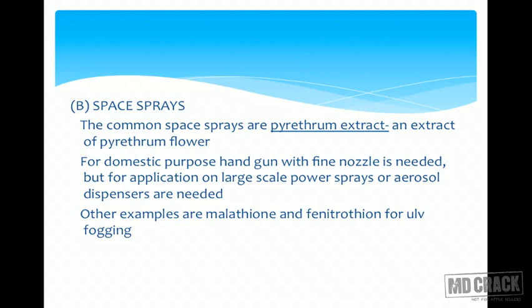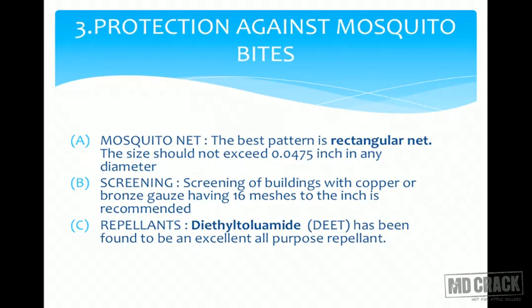Other examples are malathion and fenitrothion for ultra low volume fogging. Protection against mosquito bites. Common sense tells me wear full sleeve clothes, wear full trousers, and the color of the clothes should ideally be white, because white is not so attractive to mosquitoes. Black colored clothes attract mosquitoes. So white full sleeves clothes are better for protection.